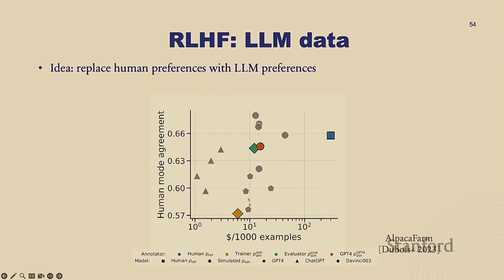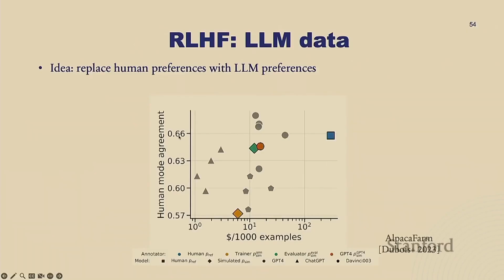Here on this figure, you see on the x-axis the price that we paid for collecting human data. It's around $300 for 1,000 examples, and this is on Mechanical Turkers, which are usually cheaper than some of the other companies that you could go through. On the y-axis is the agreement with other humans, with the mode of other humans. And what you see is that, as I told you before, labeling is really complicated.